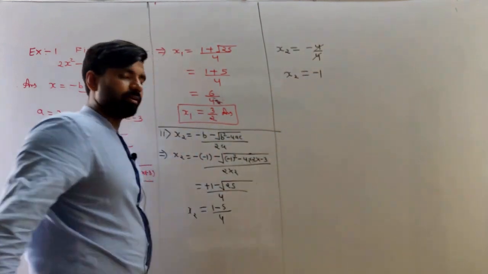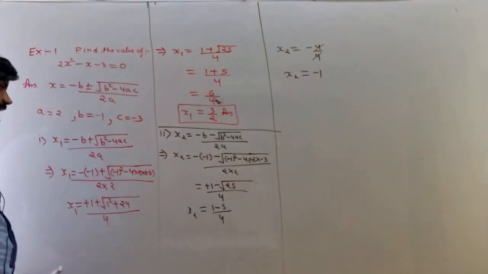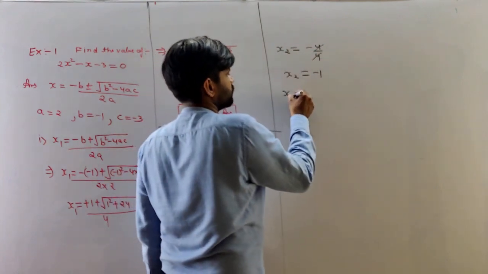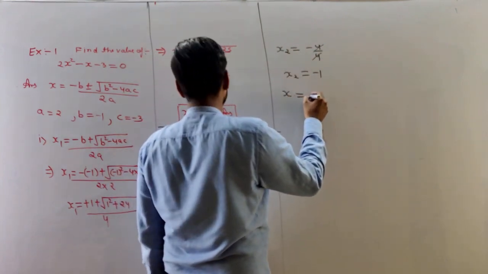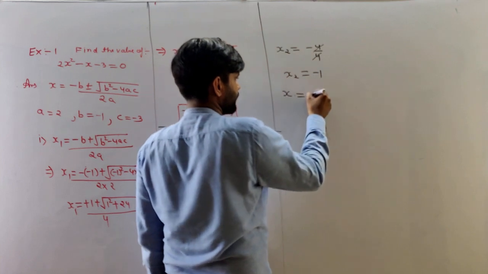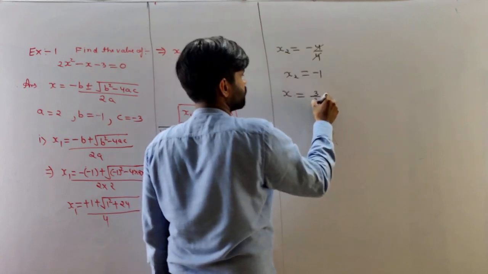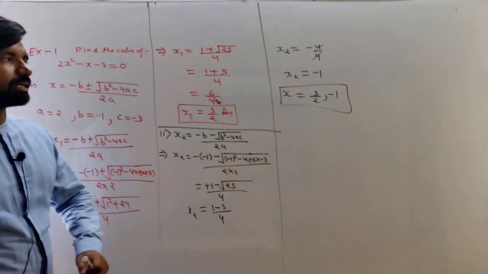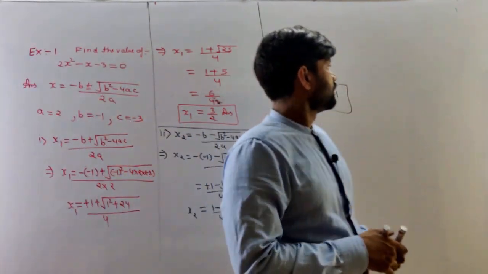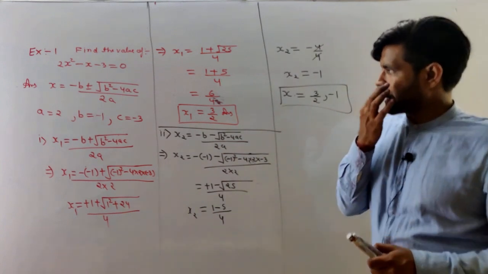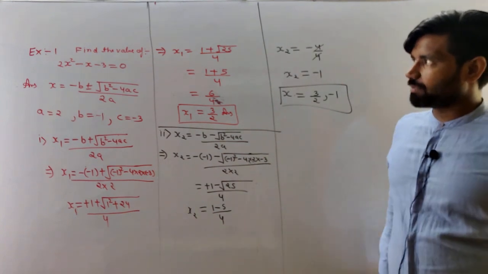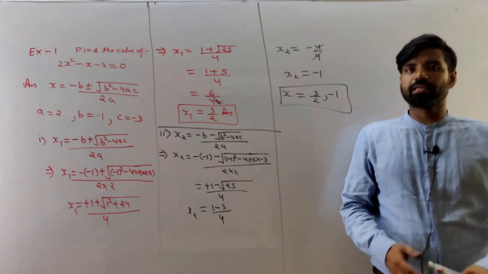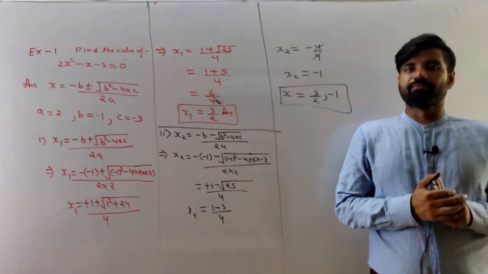So in this quadratic equation we get two values. One is x1 = 3/2 and the other one is x2 = -1. Understand students? So write all this example which is written on the board. Okay, thank you.